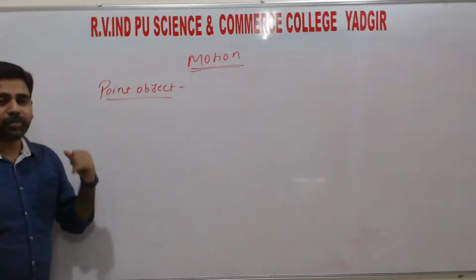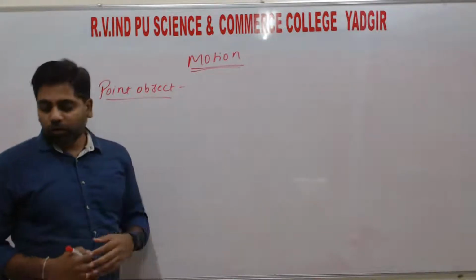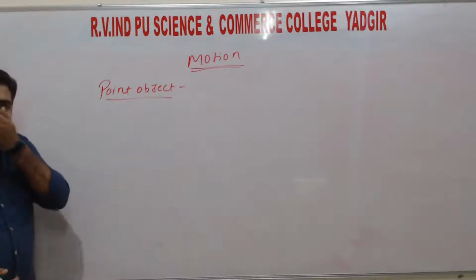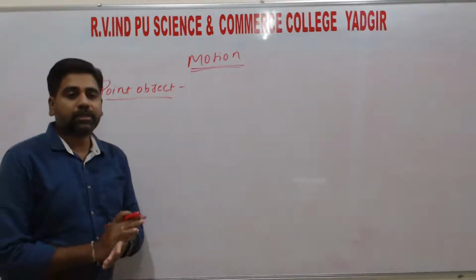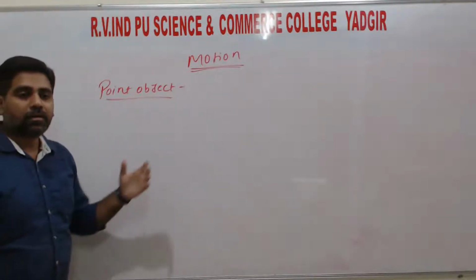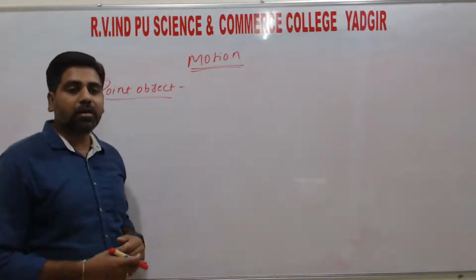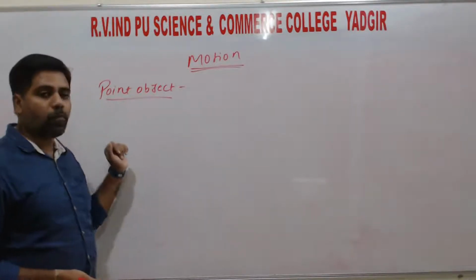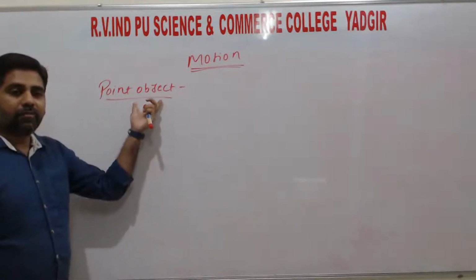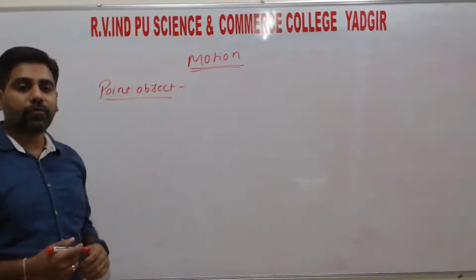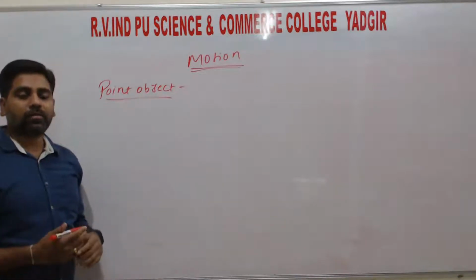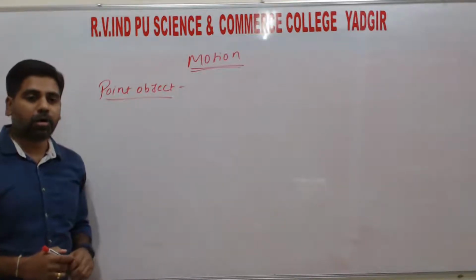So what do point objects mean? Point objects are those whose dimensions are negligible compared to the distance we are traveling. That we call point objects. Here we are neglecting the dimensions of the objects while studying the motion. Those objects we call point objects.